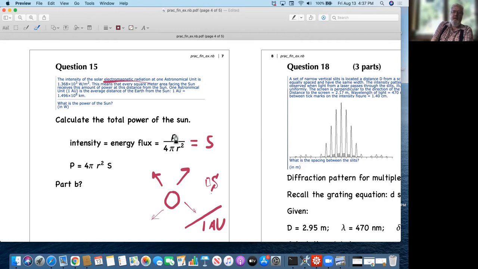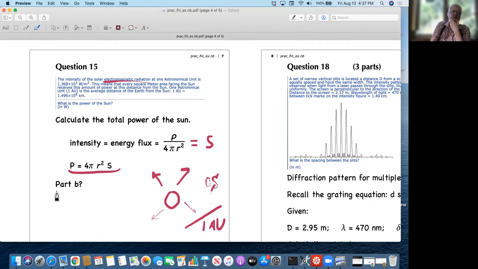So to calculate the power through that 1 square meter divided by its area, 1 square meter, I just take the total power divided by the total area that the energy is being spread out into. That's 4 pi r squared, the surface area of a sphere. So that question is simple. It's just 4 pi r squared S. And you're given R as 1 AU, and you're given the value of S, the solar constant.